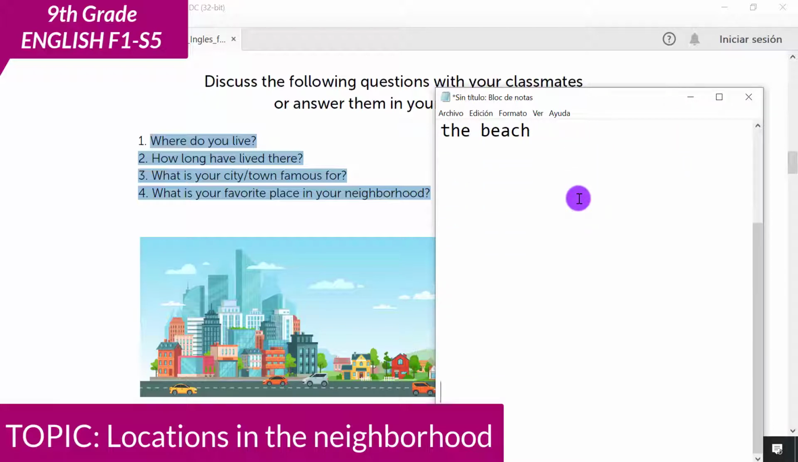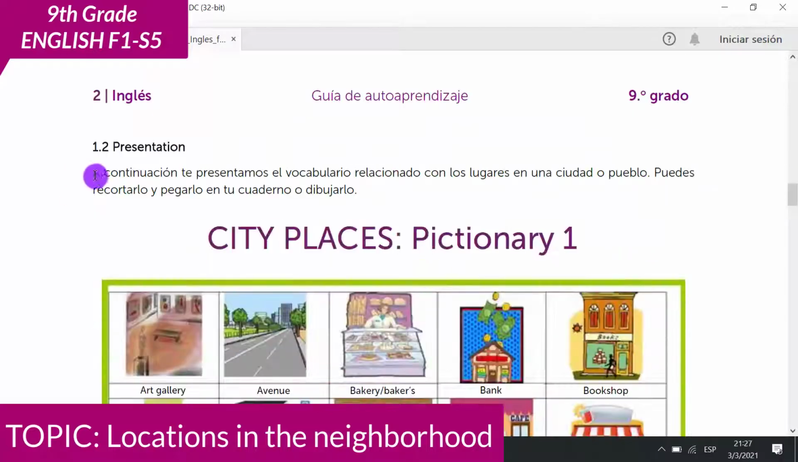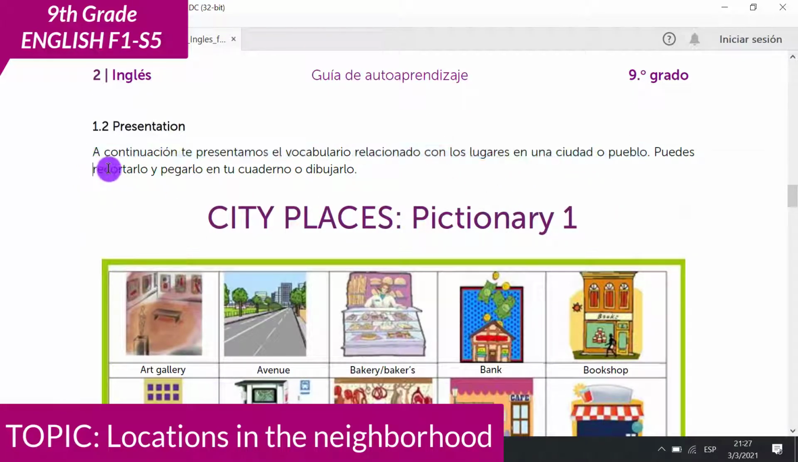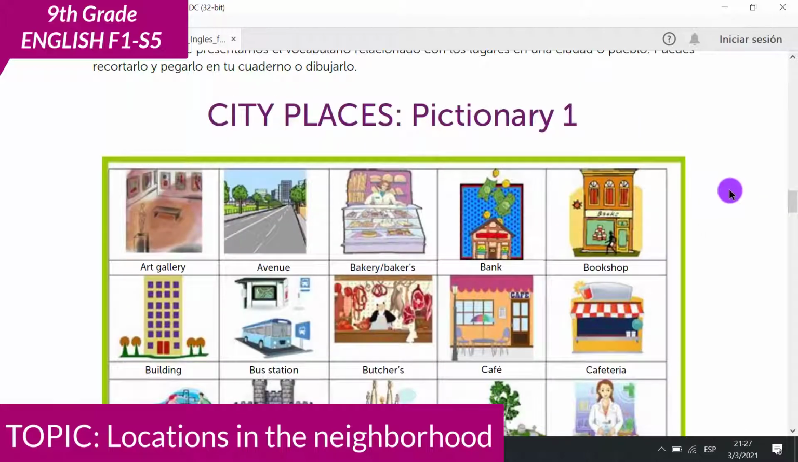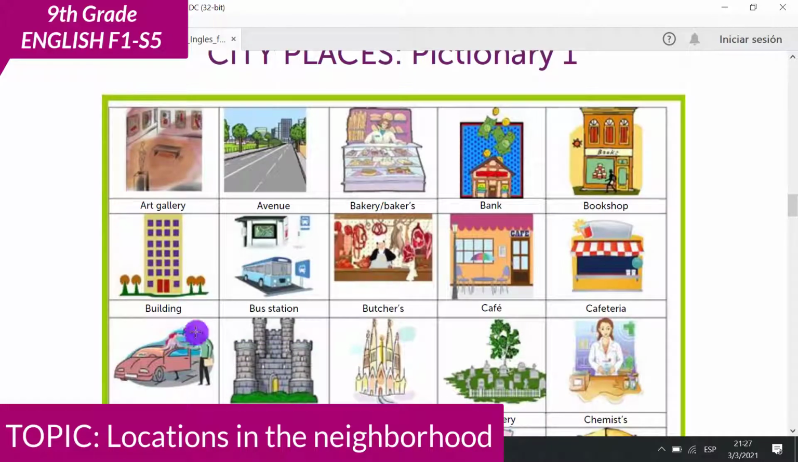Continuemos con lo demás de la guía. Okay, vamos a la siguiente parte, la parte de presentation. En la parte de presentation vamos a ver vocabulary related to the places of your city or town. Los nombres de los lugares de nuestra ciudad o pueblo. Okay, ya puedes recortarlo o pegarlo en tu cuaderno y dibujarlo. Tú decides, ¿ok? O lo recortas o lo dibujas, whatever you want, ¿ok? Please, let's listen to the vocabulary and repeat it, ¿ok?